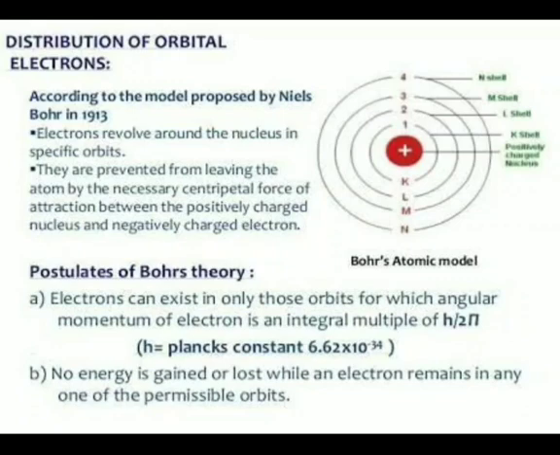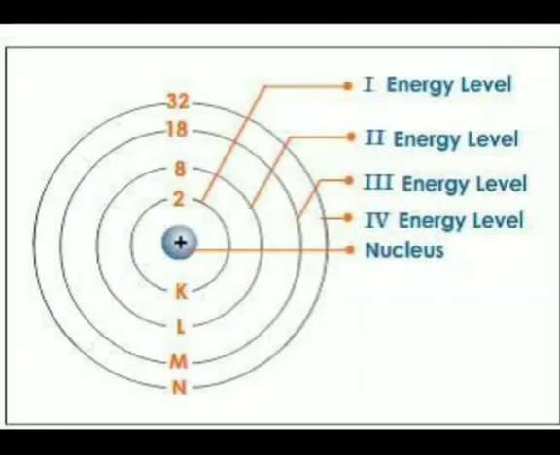And you know that electrons revolve around the nucleus in a fixed path, and these paths are known as what? Energy levels or energy shells. See here, these energy levels or energy shells are marked 1, 2, 3, 4 like that. That means the first shell is known as the K shell, the second shell as the L shell, the third shell as the M shell and the fourth shell as the N shell.